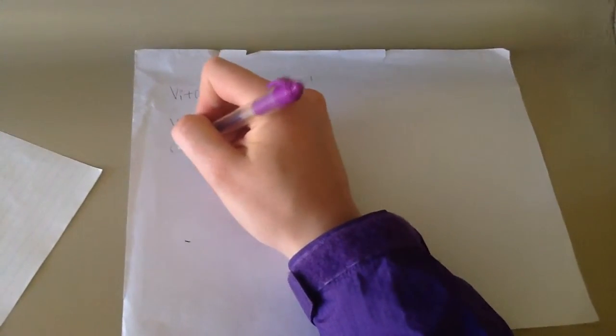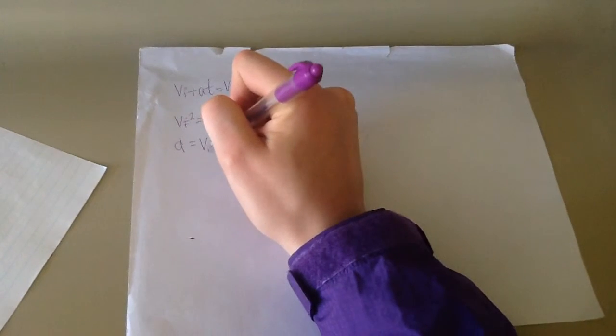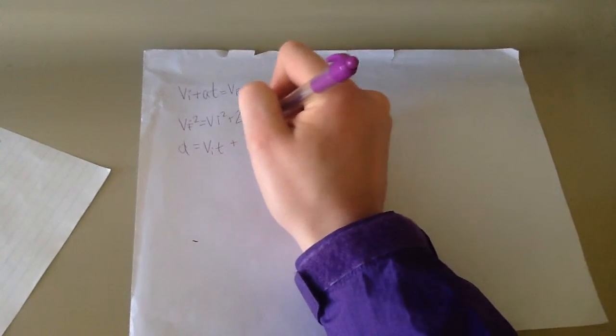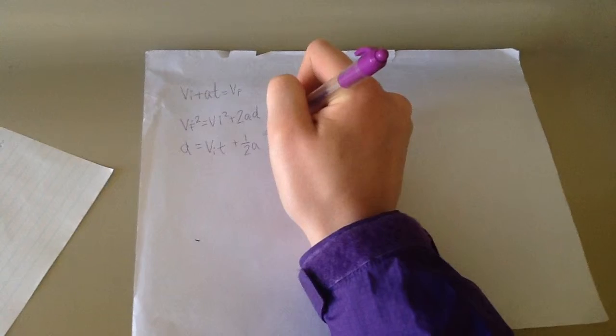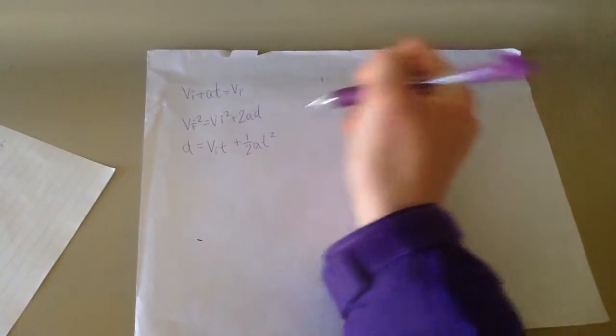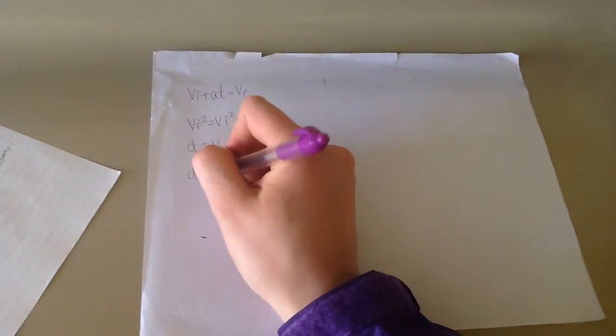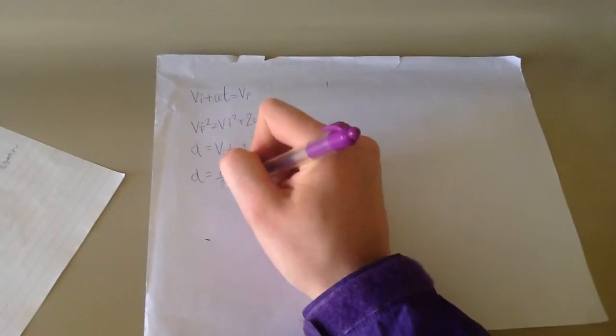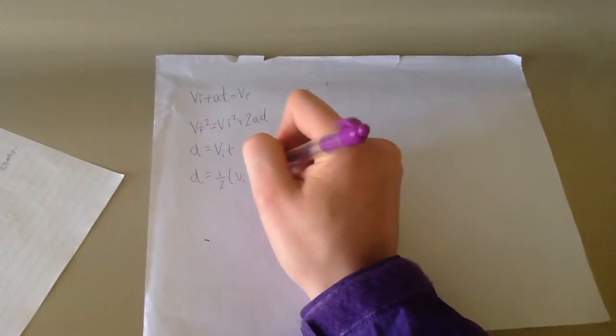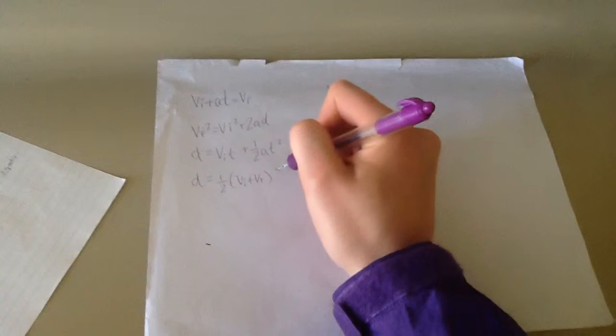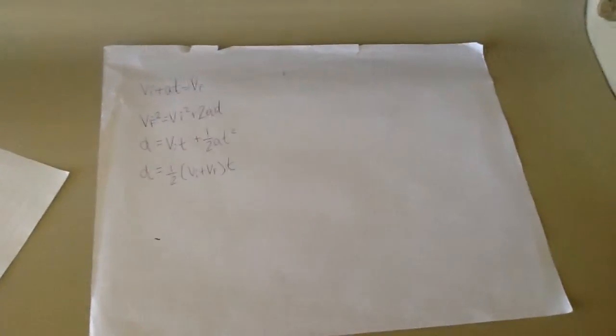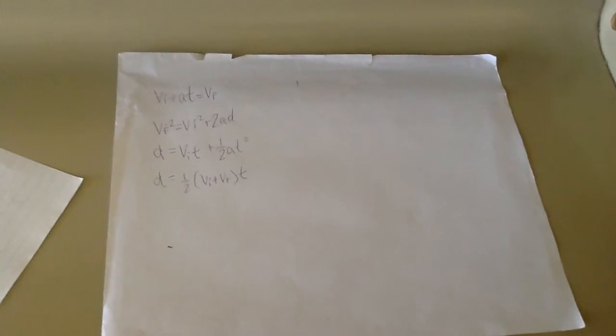The next one would be d equals Vi t plus 1/2 a t squared. And our last one is again d equals 1/2 bracket Vi plus Vf bracket t. So those are our big four.